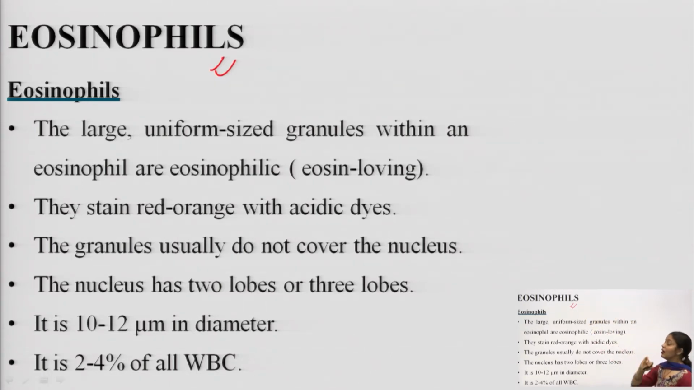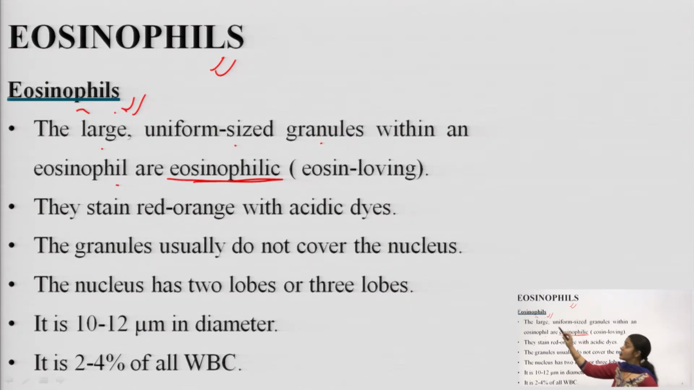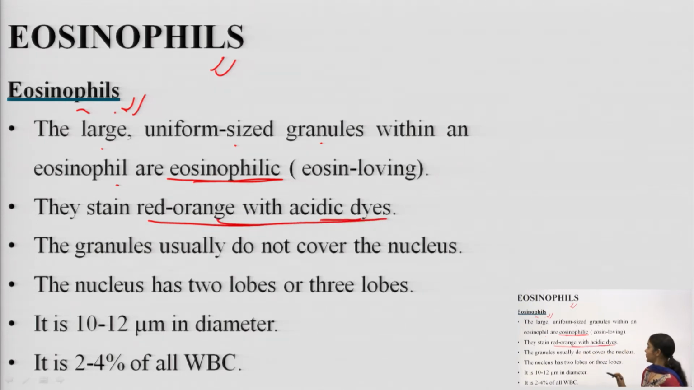Now come to the eosinophils, the first granulocyte. The large, uniform sized granules within eosinophils are eosinophilic. They are named according to the dye they take. Eosinophils take the acidic dye and stain red orange in color. That's why it is called eosinophils.